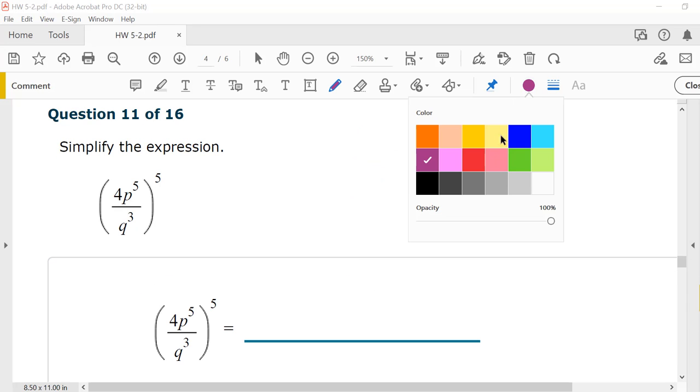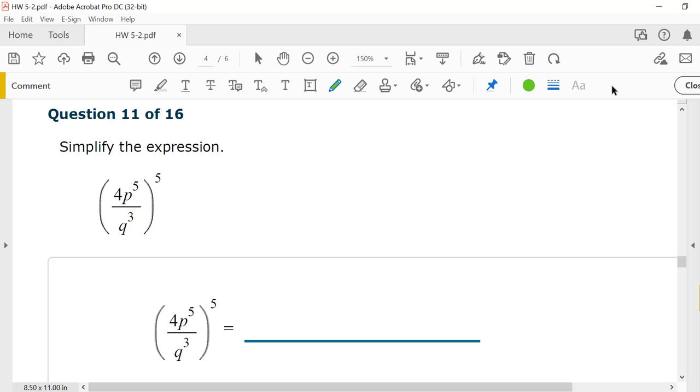Number 11. Again, I have an exponent and I've got division here, so I'm going to give that 5 to the numerator and the denominator. In the numerator, I have 4 times p to the fifth, and then I'm going to raise it to the fifth power, over q cubed to the fifth power. Since I have multiplication up top, I can distribute that 5 to both factors. So that's 4 to the fifth times p to the fifth to the fifth.